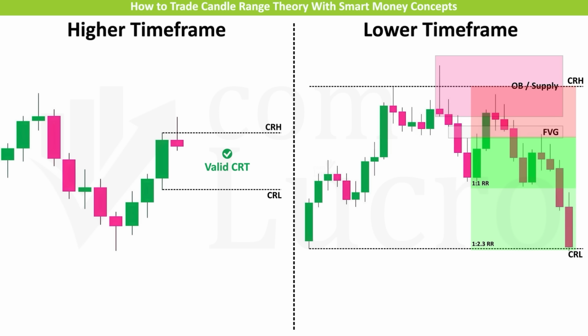By waiting for a retracement into a premium zone before applying the CRT, we bring together three powerful elements: trend direction, liquidity manipulation, and precise entries from premium or discount zones. This combination produces clean, logical, and high probability setups that align perfectly with smart trading principles.